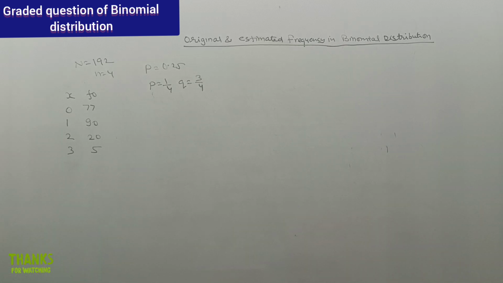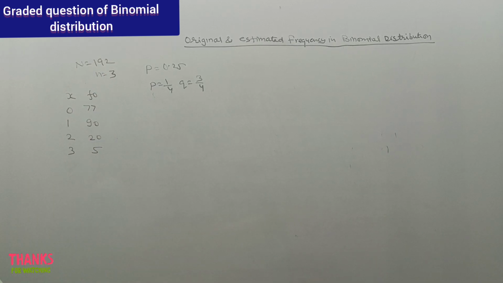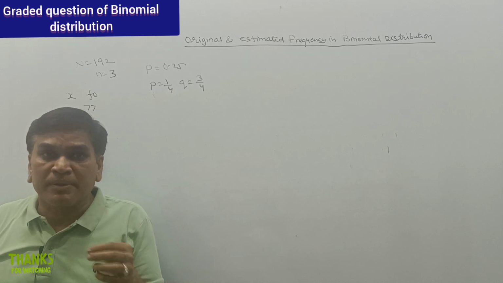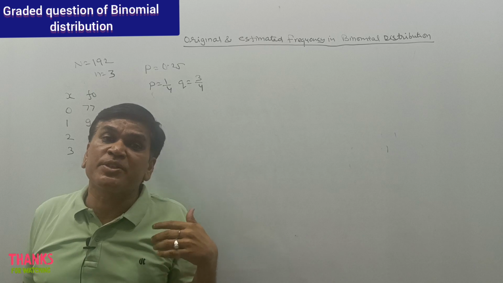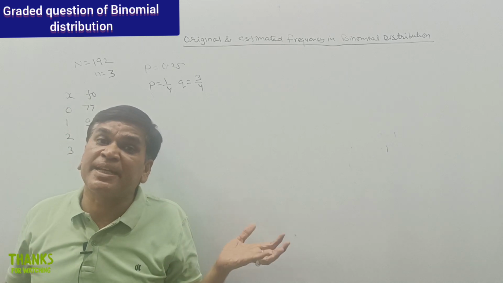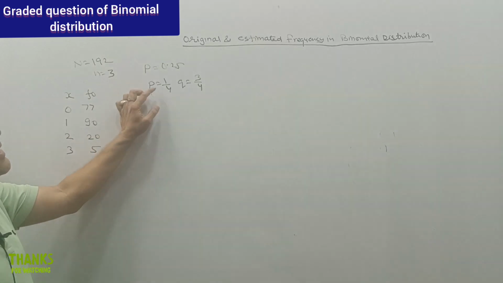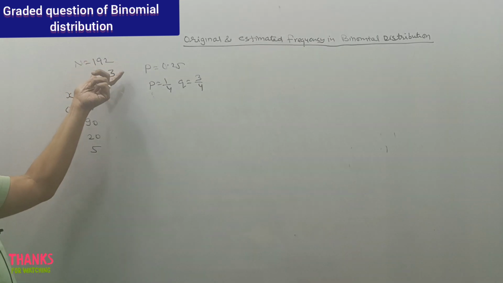The total number of children is 3. Firstly, listen to the question. In 192 families observed, each family has 3 children. The probability of having an albino child, a sunflower child, as you see, everything is white in that child, is 1 by 4, and not getting an albino child is 3 by 4. 192 families have been discussed.